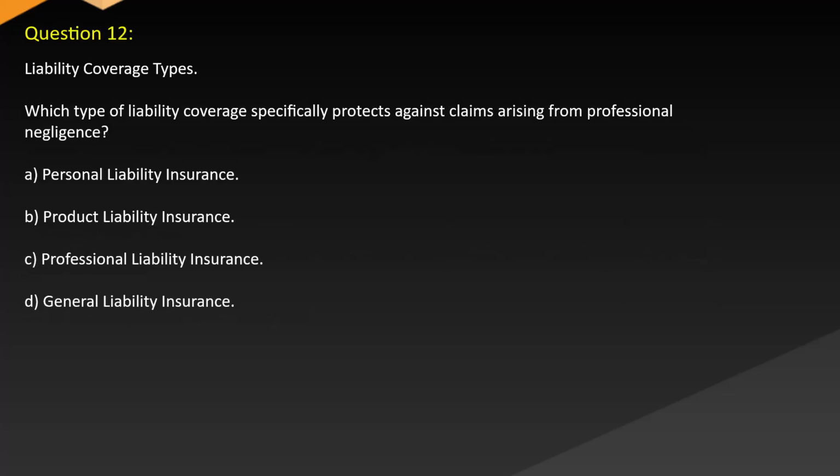Question 12. Liability coverage types. Which type of liability coverage specifically protects against claims arising from professional negligence? A. Personal liability insurance. B. Product liability insurance. C. Professional liability insurance. D. General liability insurance.